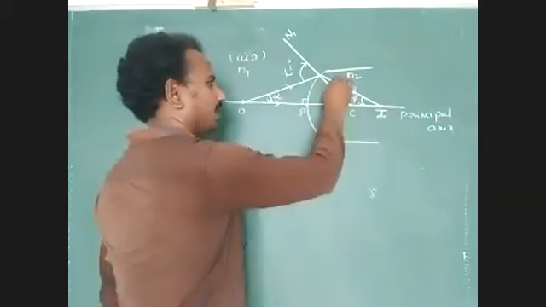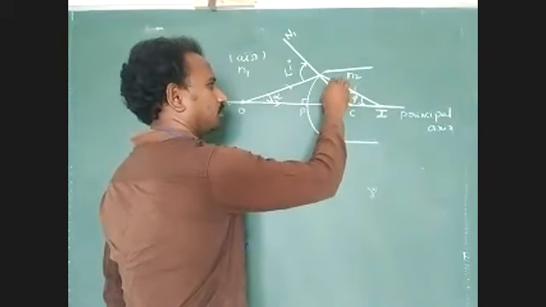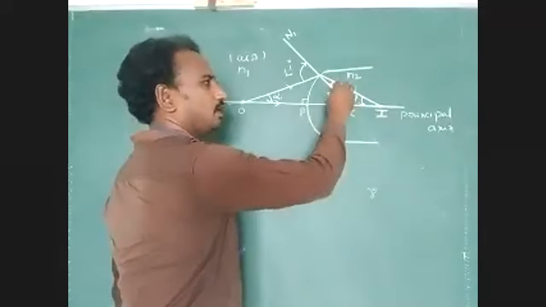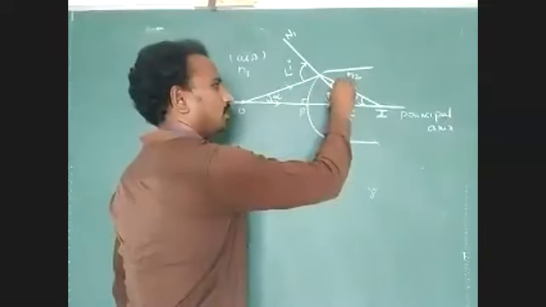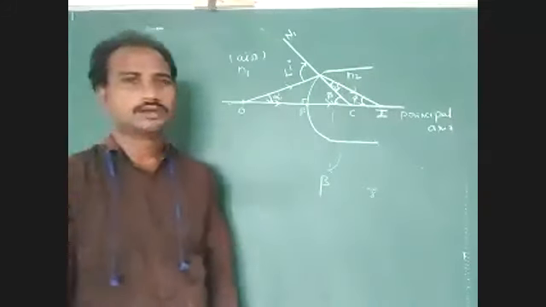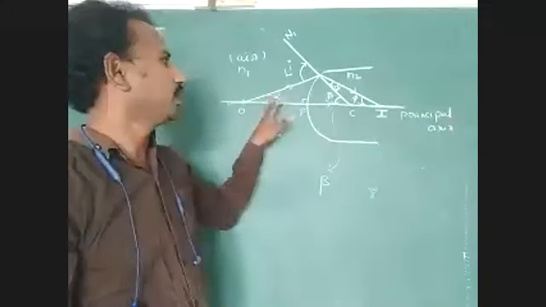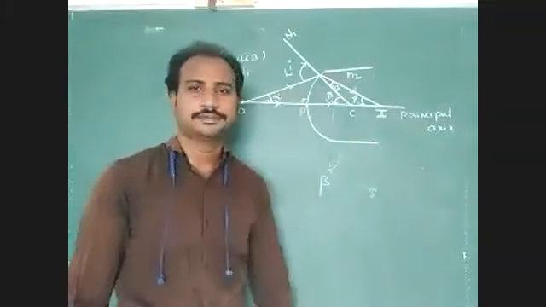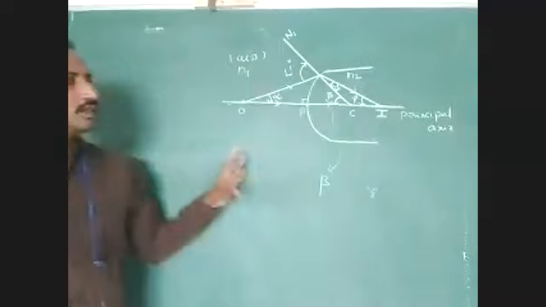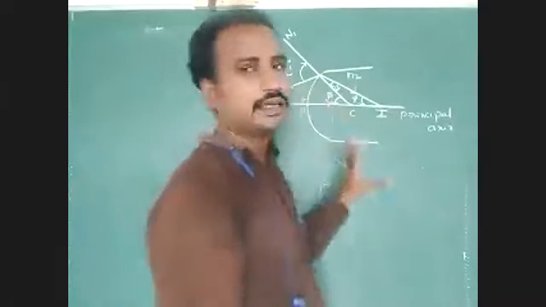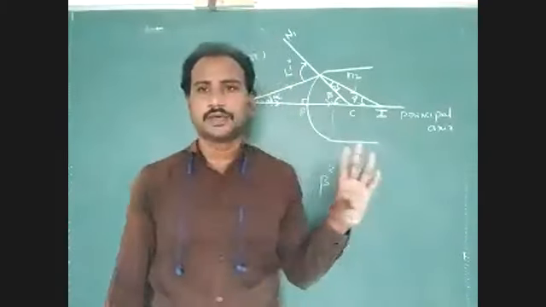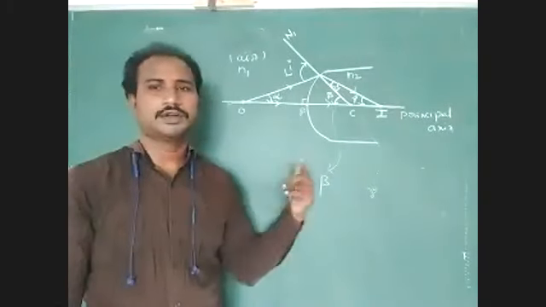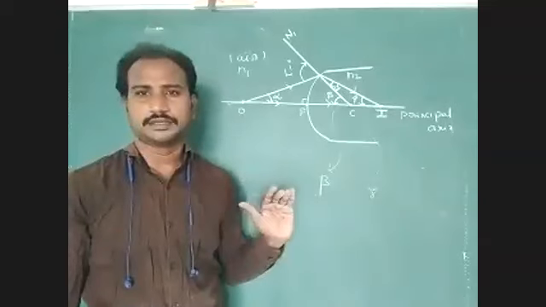Next, we have to find the angle of refraction, the angle between the refracted ray and the normal. Angle R. In total, we have to consider angle alpha, angle I, angle beta, angle gamma, and angle R. Understood? So this is the complete diagram. First we draw the diagram and identify the angles with respect to the normal and with respect to the principal axis.